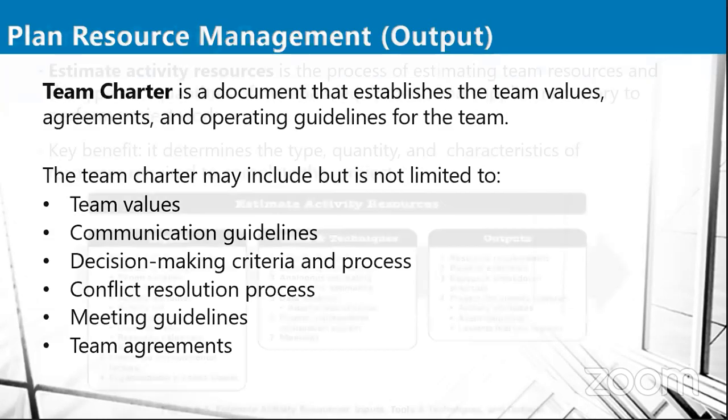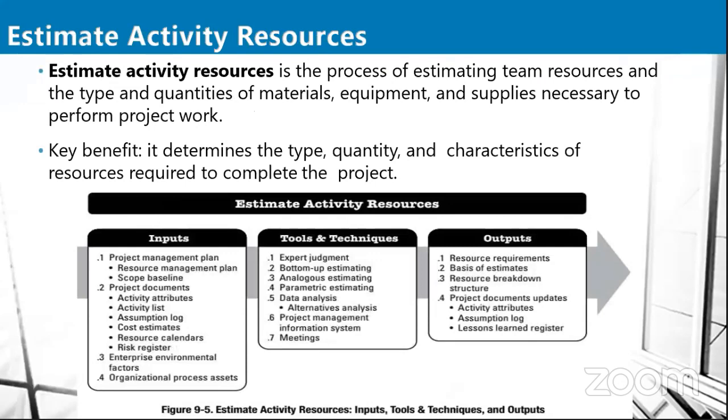So now we're moving to the next, which is estimate activity resources. Estimate activity resources is the process of estimating the team resources and type and quantity of materials, equipment, and supplies necessary to perform the project work. You're estimating the type of resources you need, ensuring that you get the right resources to perform that project. The key benefit is that you determine the type, the quantity, and the characteristics of those resources required to carry out that project.